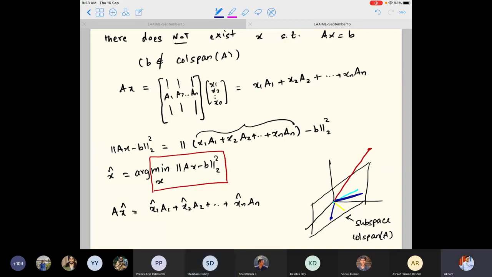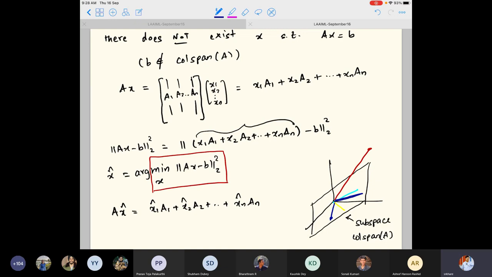Yeah, you are right. But what you have to say to be correct mathematically is: find that x such that Ax will go close to B, not x will go close to B. Ax will go close to B, after applying A to x. Yeah, that's right. So choose that x which will take Ax close to B.